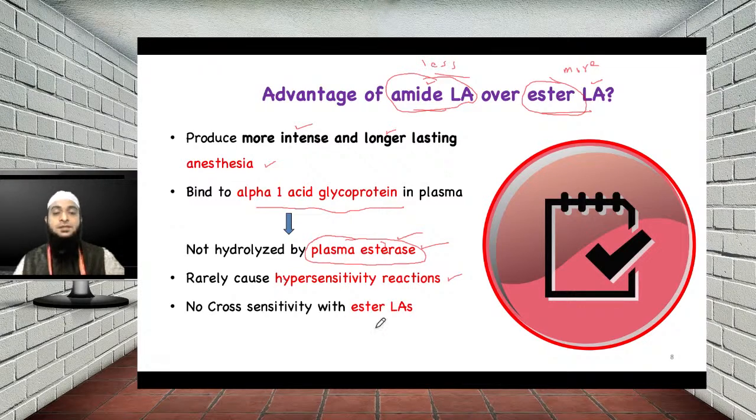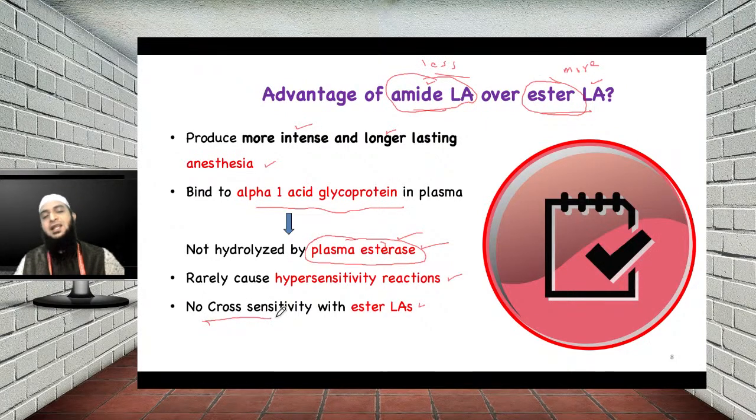Then there is no cross sensitivity with the ester local anesthetics. Suppose you have some patient who is allergic to the ester local anesthetics. Maybe you did some study, or in the history of the patient you found that the patient is allergic to ester local anesthetics. It doesn't mean that the patient is also allergic to amide local anesthetics. Why? Because there is no cross sensitivity.